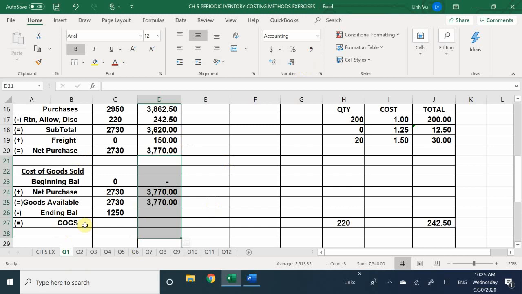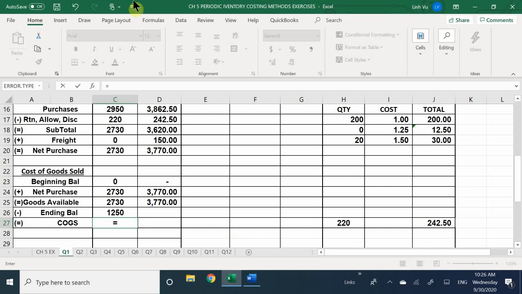Okay, so there you go. Now, I know that at the end of the day, I should have $12.50 left in my inventory. But in this case, how do I solve for my cost of goods sold? Well, I'm going to take my goods available. I'm going to subtract out my ending balance to get my cost of goods sold.